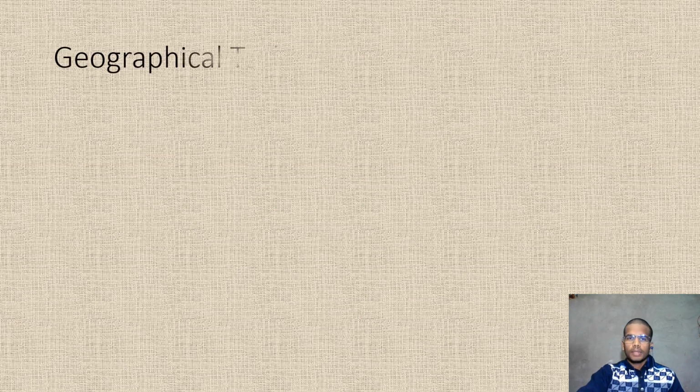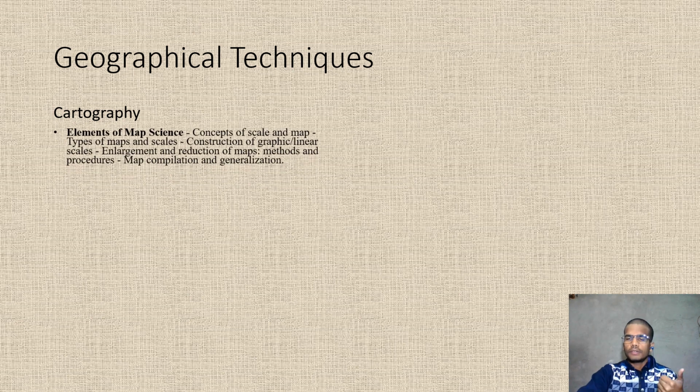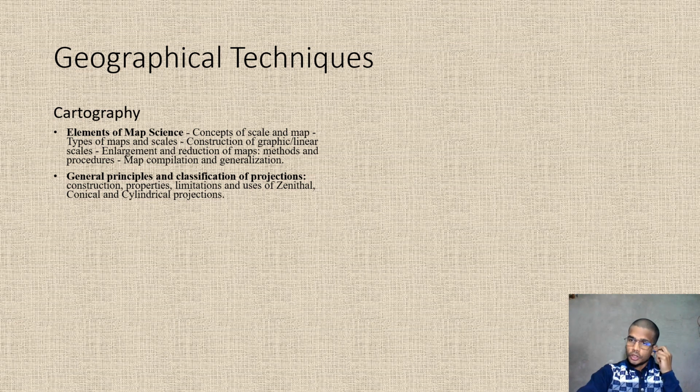Now coming to the last part of the discussion, geographical techniques. So here you will be knowing cartography, first part. So in cartography, elements of map, what are map scale concepts, different concepts regarding map scale construction. Then there would be general principles of classification of projections, what different types of classification. Mercator projection is the most important one. You need to know about Mercator projection, what is rhumb line. Questions are very easily asked from this topic.